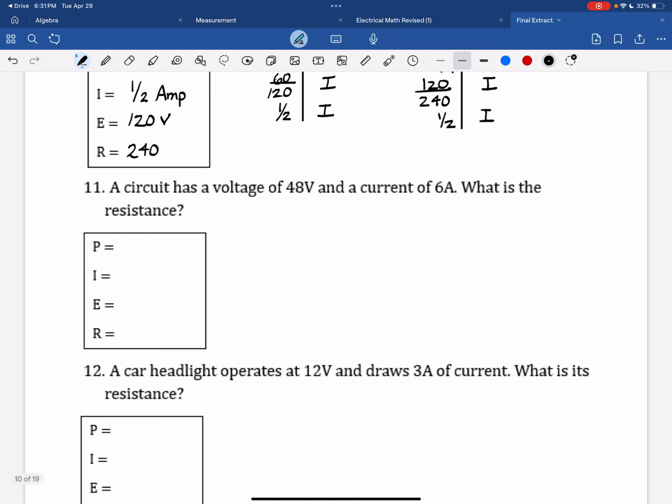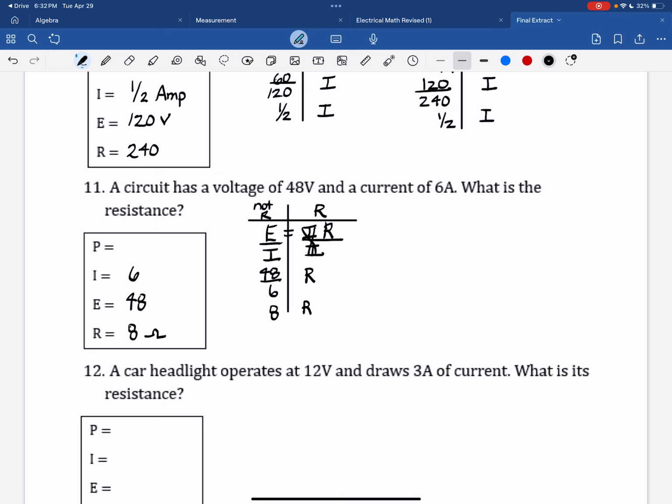A circuit has a voltage of 48 volts and a current of 6 amps. What is the resistance? So I need E equals IR. Make your scaffold. And we are looking for R. So if it's not R, it needs to be over here. And that means I has to move. So R is going to be 48 over 6, or 8. And that is ohms.